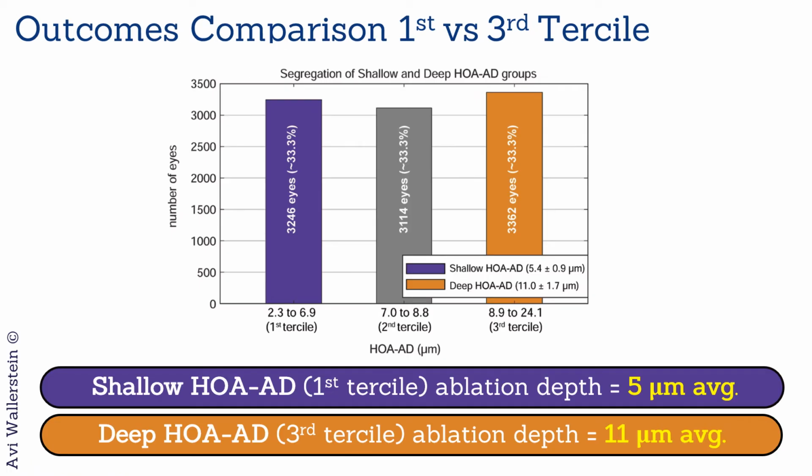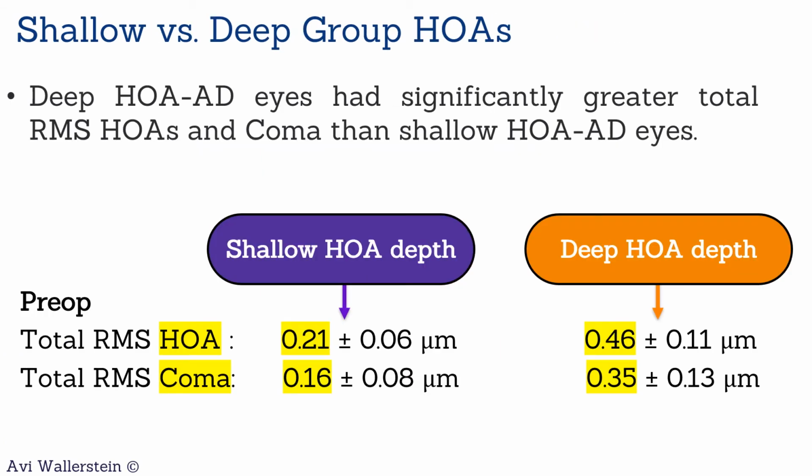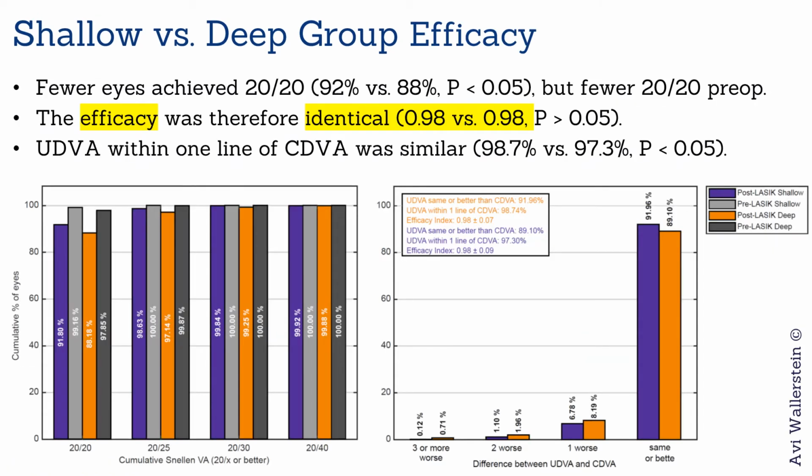We used a tercile split for comparison since statistically it allows optimal sample size and effect size. The third of eyes with the shallowest HOA ablation depth, on average 5 microns, were compared to the third of eyes with the deepest, with an average of 11 microns. Deep eyes had over twofold greater HOAs and coma than shallow eyes. We found fewer deep HOA eyes achieved 20/20, but of note, there were fewer 20/20 pre-op eyes to start with in this group. The efficacy was therefore identical, as was safety.